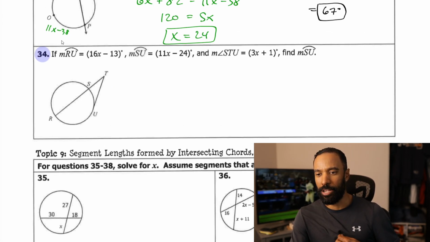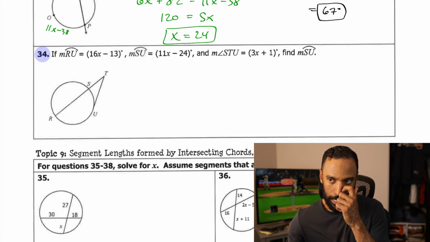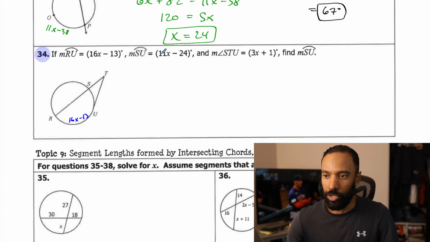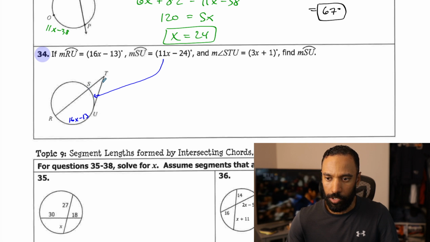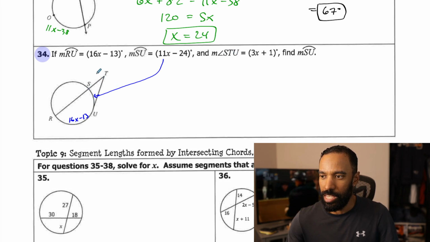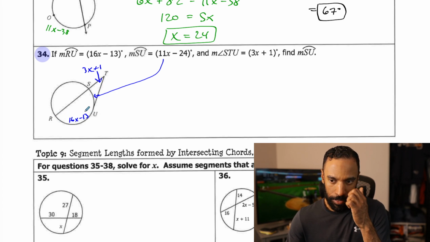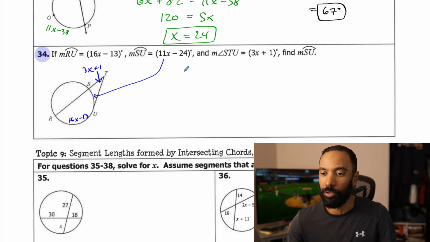Number 34, if measure of arc RU is 16x minus 13 degrees, measure of arc SU is 11x minus 24 degrees. So those are the two arcs for this inscribed angle. And STU is 3x plus 1. Find the measure of arc SU. Solve for x, put it into that one. So this is half the difference of this and this. Now here's where you have to be careful.